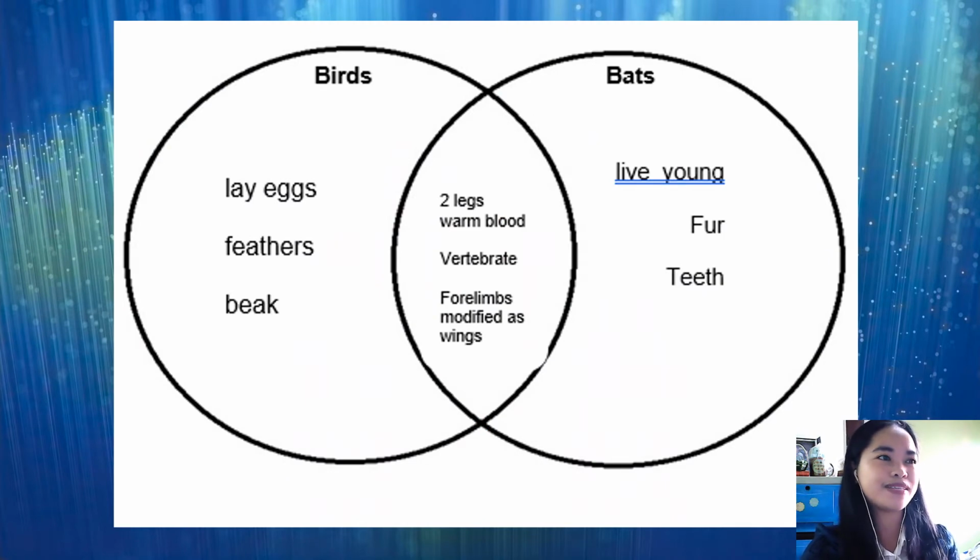We have here a Venn diagram showing the differences and similarities between birds and bats. You can see there the similarities in the middle and then the differences on the outer part. So this is an example of a Venn diagram showing differences and similarities. Now, is it possible to put another circle? Of course. It says there two or more things can be compared and reviewed in terms of similarities and differences.